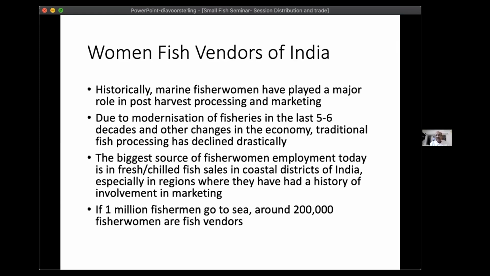Now, a group of them specialize in fresh fish vending, and to a certain extent, dry fish also. So if about 1 million fishermen go to sea in India, roughly about 200,000 fisherwomen are involved in the fish trade as fish vendors. Next slide, please.